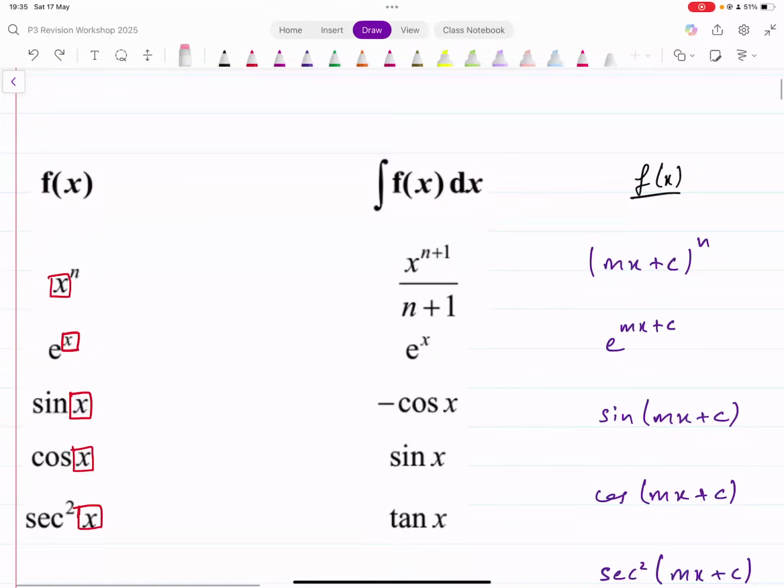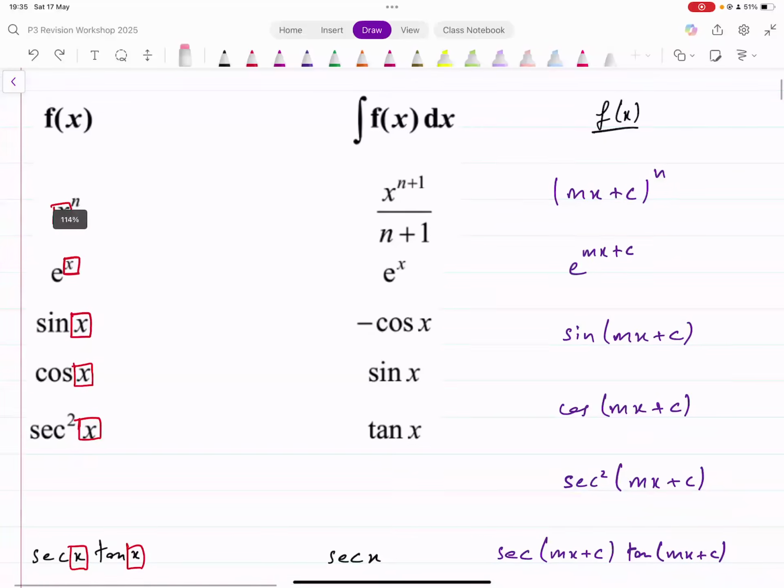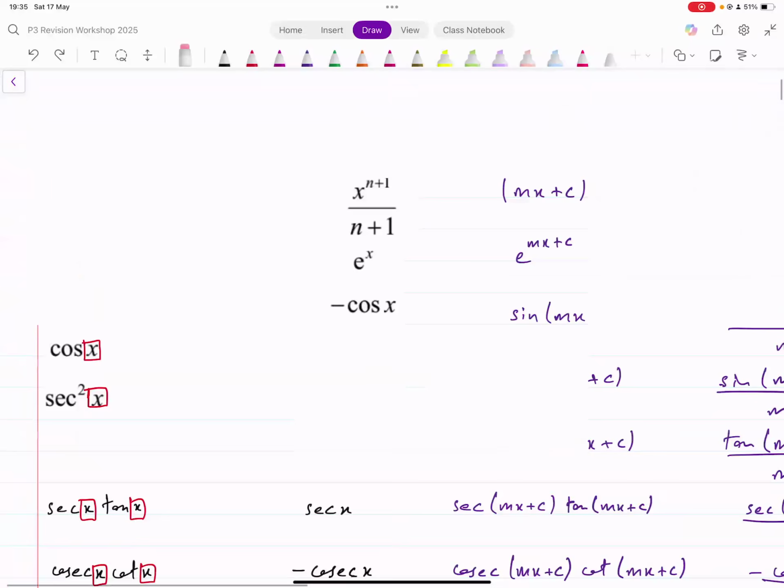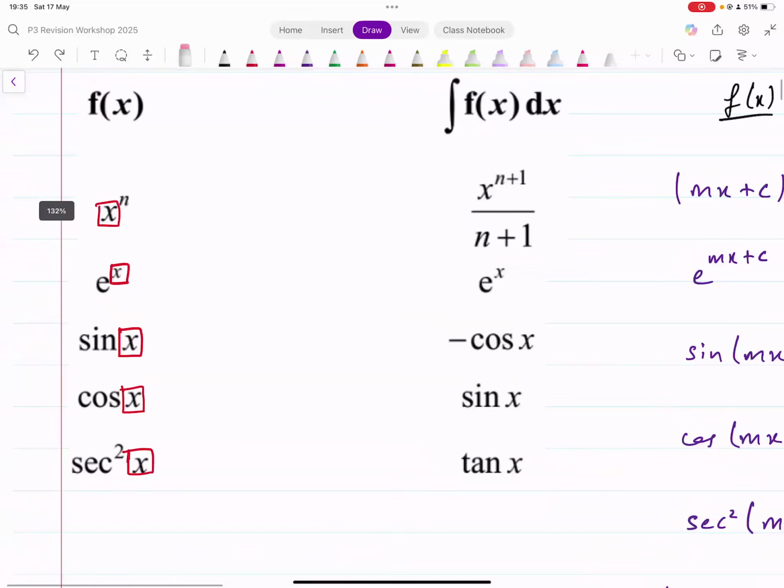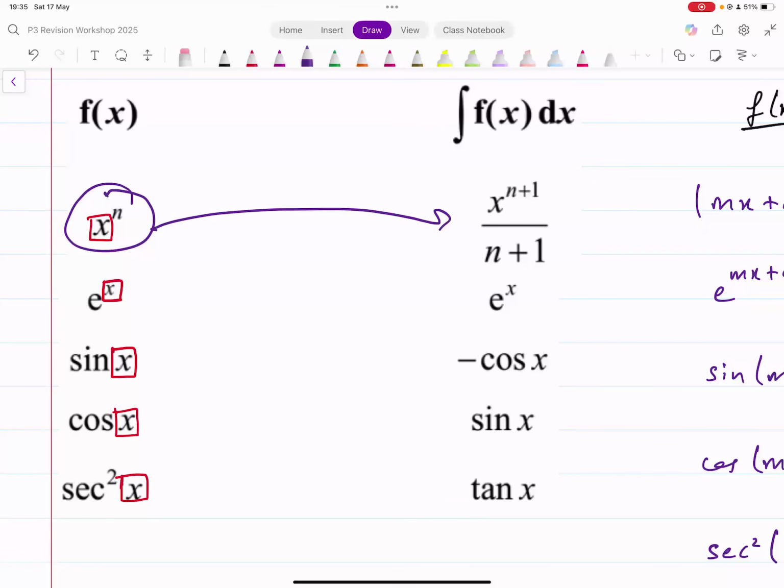Now, what's new in P3 integration? You need to be able to integrate a number of different types of functions. Now, this is one rule that you did in paper one, x raised to power n. That integrates to x raised to power n plus 1 divided by n plus 1. Now, in the general rule that you have, this x can be replaced with any other linear expression, and only linear expression. It can't be a non-linear expression.